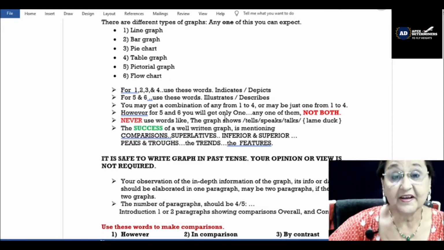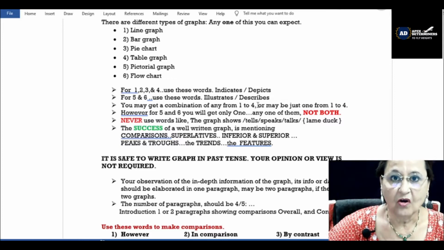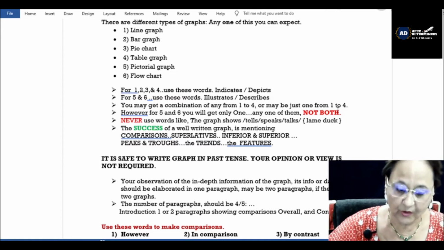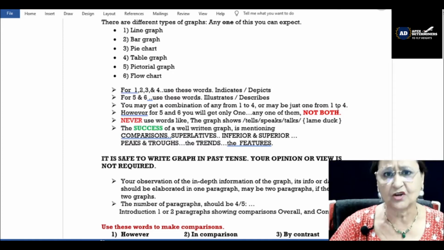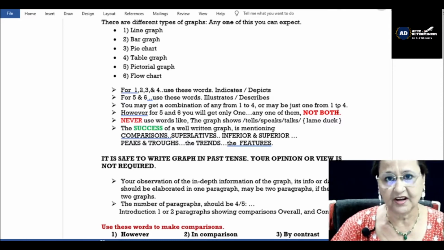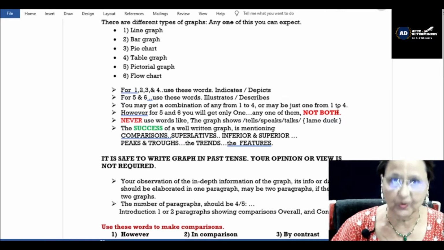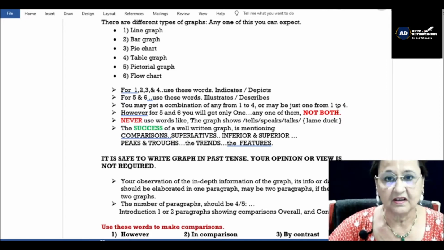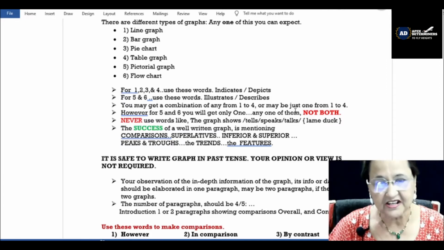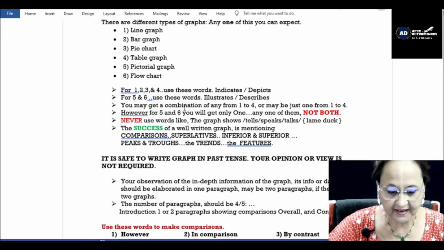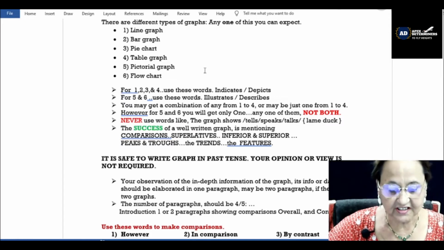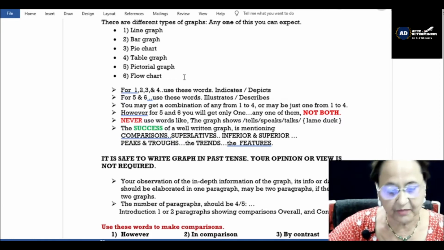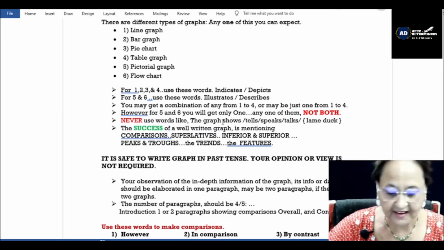Okay. Now you may get a combination of 1 to 4, that is 2 graphs, or you may get just one, that is either one line graph or bar graph. So whatever it is, if it is a combination, the concept of both the graphs will be the same. And if it's just one graph, like a line graph or bar graph, then the information, the data will be quite a lot. So you will have a reason to build up your answer. However, if you're getting 5 and 6, that is pictorial graph and flow chart, you will not get it in combination with a line or a bar or a pie or a table. That will be just any one of them.